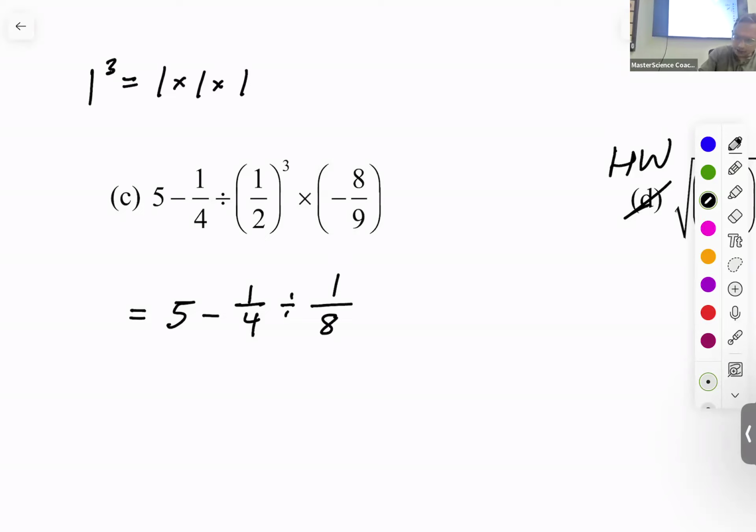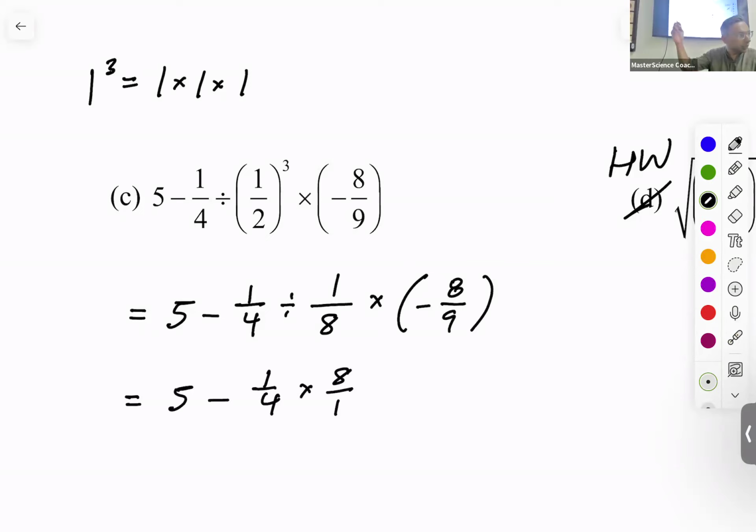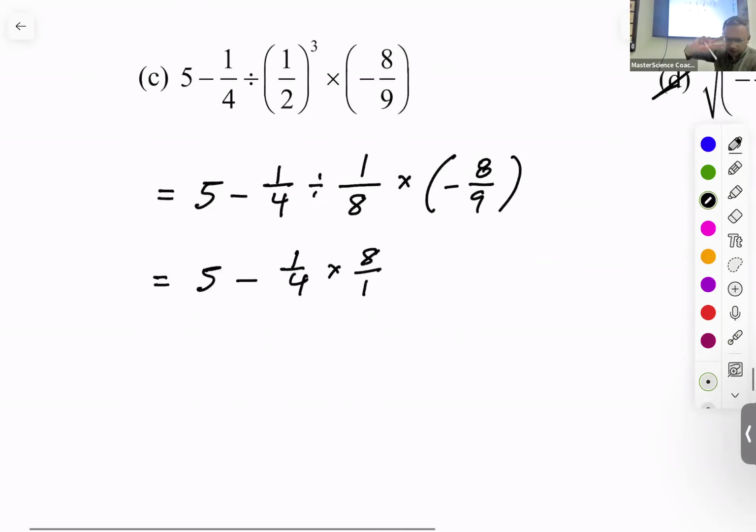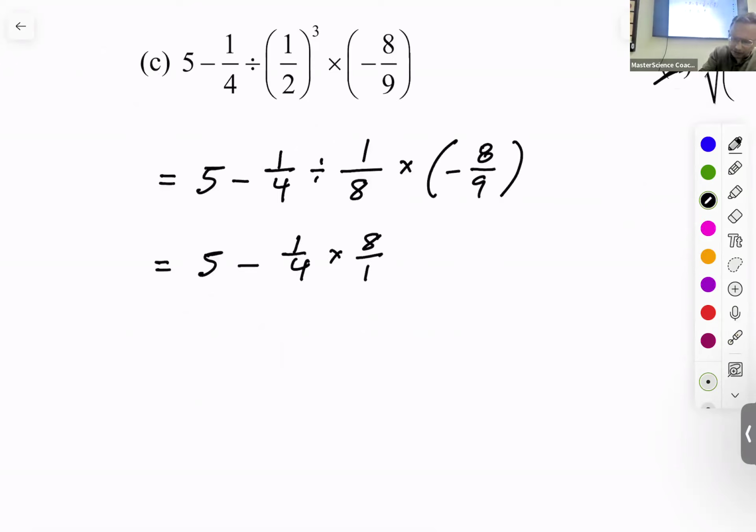2 cube is 8. And then times, okay, so this one times this. Again, we should do from left to right, right? So let's do that. So 5 minus 1 quarter times 8 over 1. I hope you have not forgotten this from primary school. When you change the divide to times, the fraction must flip. KFC, correct. Times minus 8 over 9.